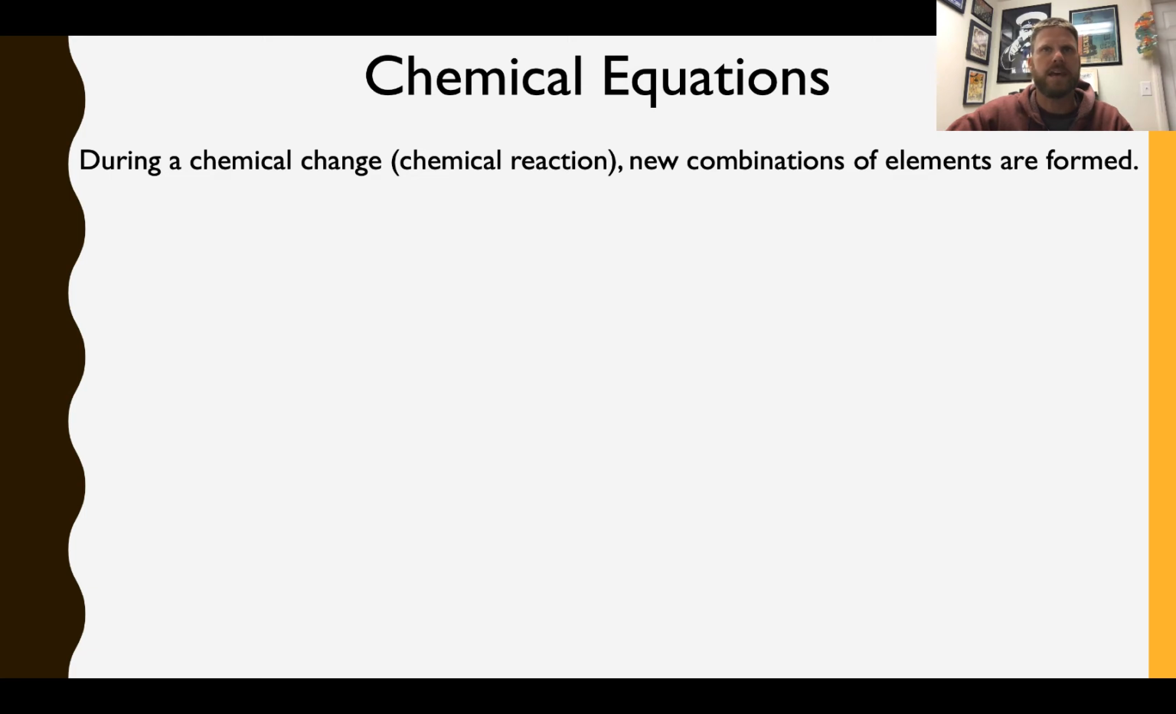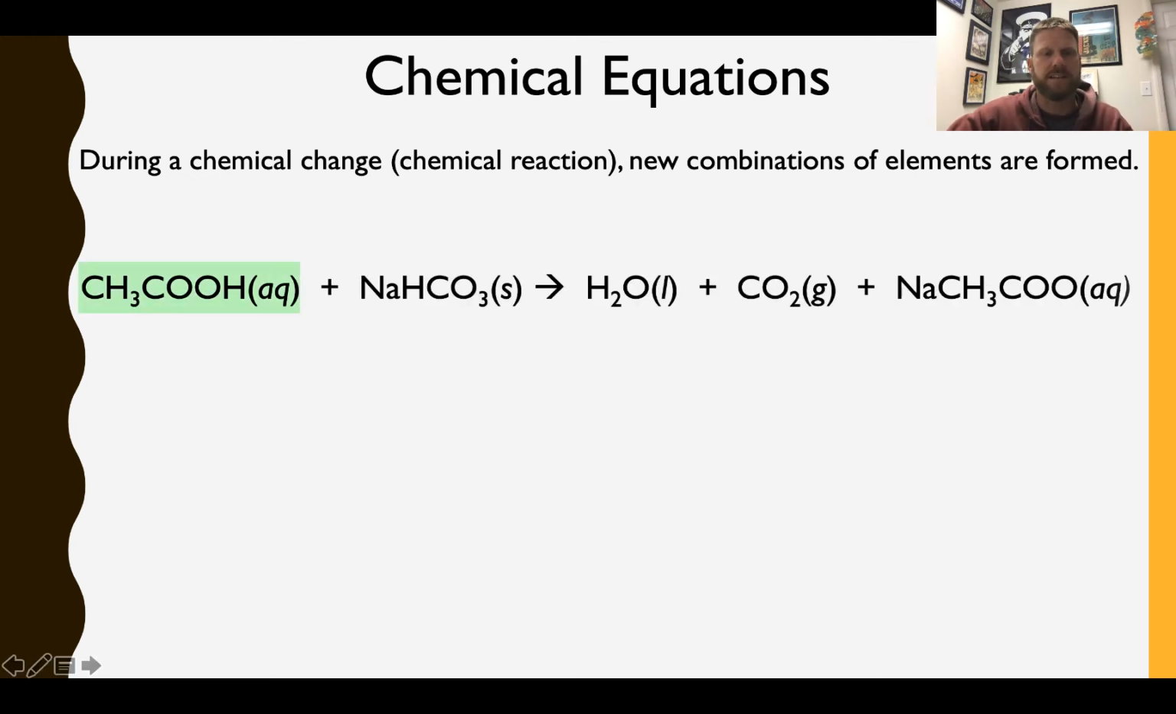Remember that during a chemical reaction, the bonds in one set of substances are rearranged to form new bonds and therefore new substances. Chemical reactions can be represented with chemical equations. Here we have acetic acid, better known as vinegar, reacting with sodium hydrogen carbonate, better known as baking soda, to form water, carbon dioxide, and sodium acetate.